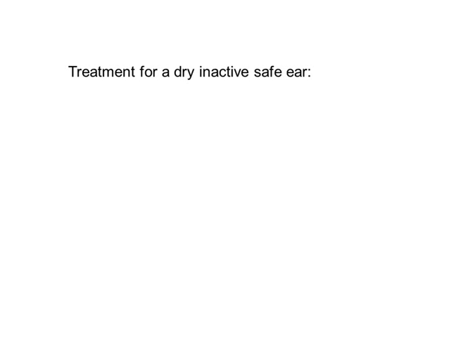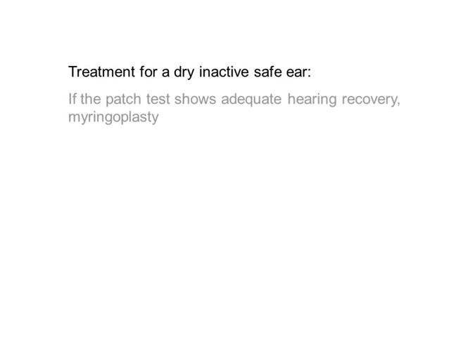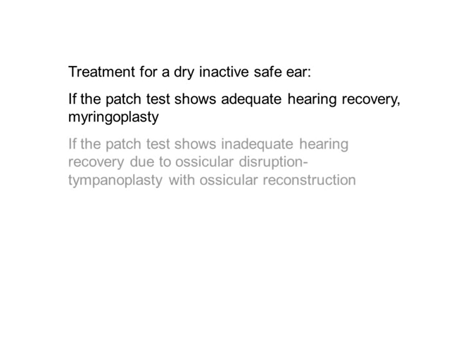In such a case, the treatment involves, number one, if a patch test shows adequate hearing recovery, and if the audiogram shows adequate cochlear reserve, meaning that there is no sensorineural component, then the treatment is myringoplasty. However, if the patch test shows inadequate hearing recovery, wherein there is an ossicular disruption, if the hearing loss is more than 40 decibels, then it means that the middle ear conducting mechanism is disrupted. These patients require an ossicular reconstruction.